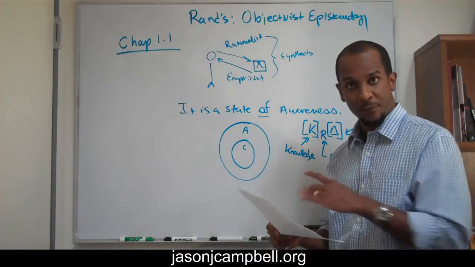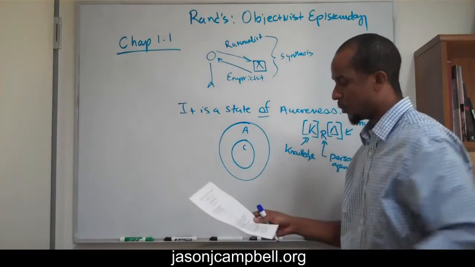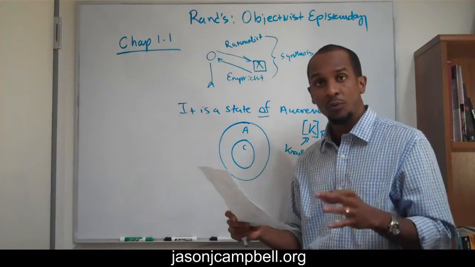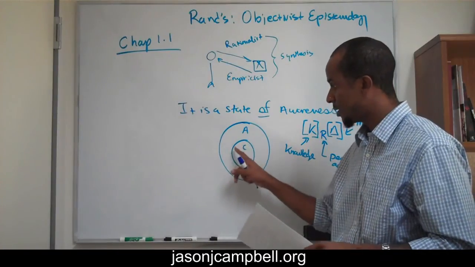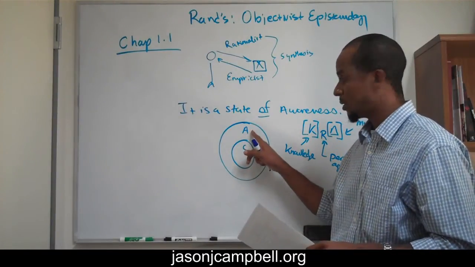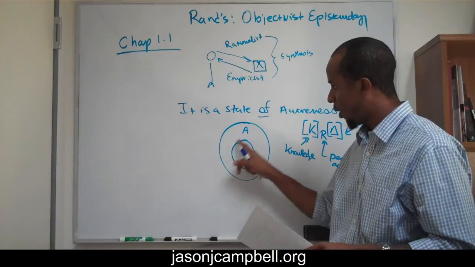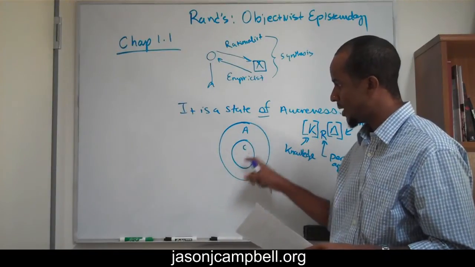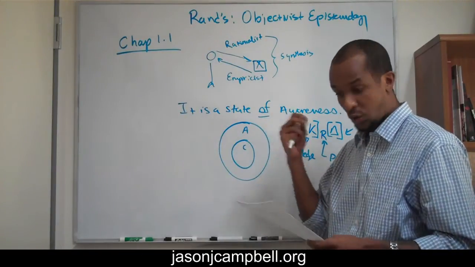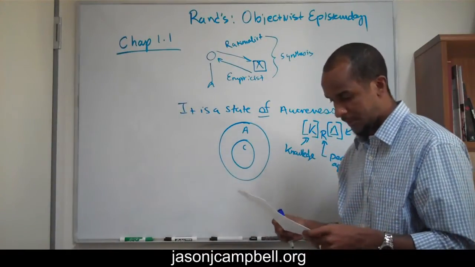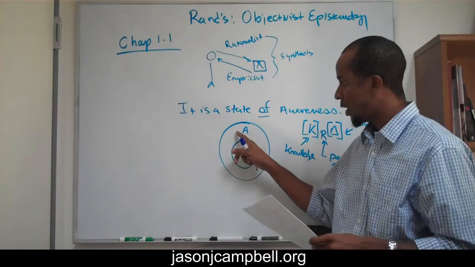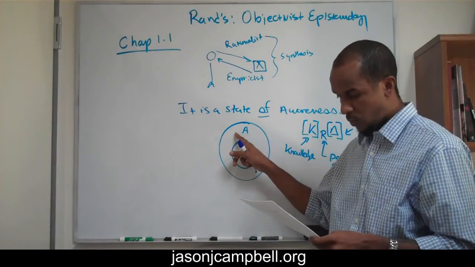The claim for this Venn would be the following. All forms of consciousness are forms of awareness, because all of consciousness is composed within awareness. And this is what she says herself: consciousness is a state of awareness. Okay, so all forms of consciousness are forms of awareness.